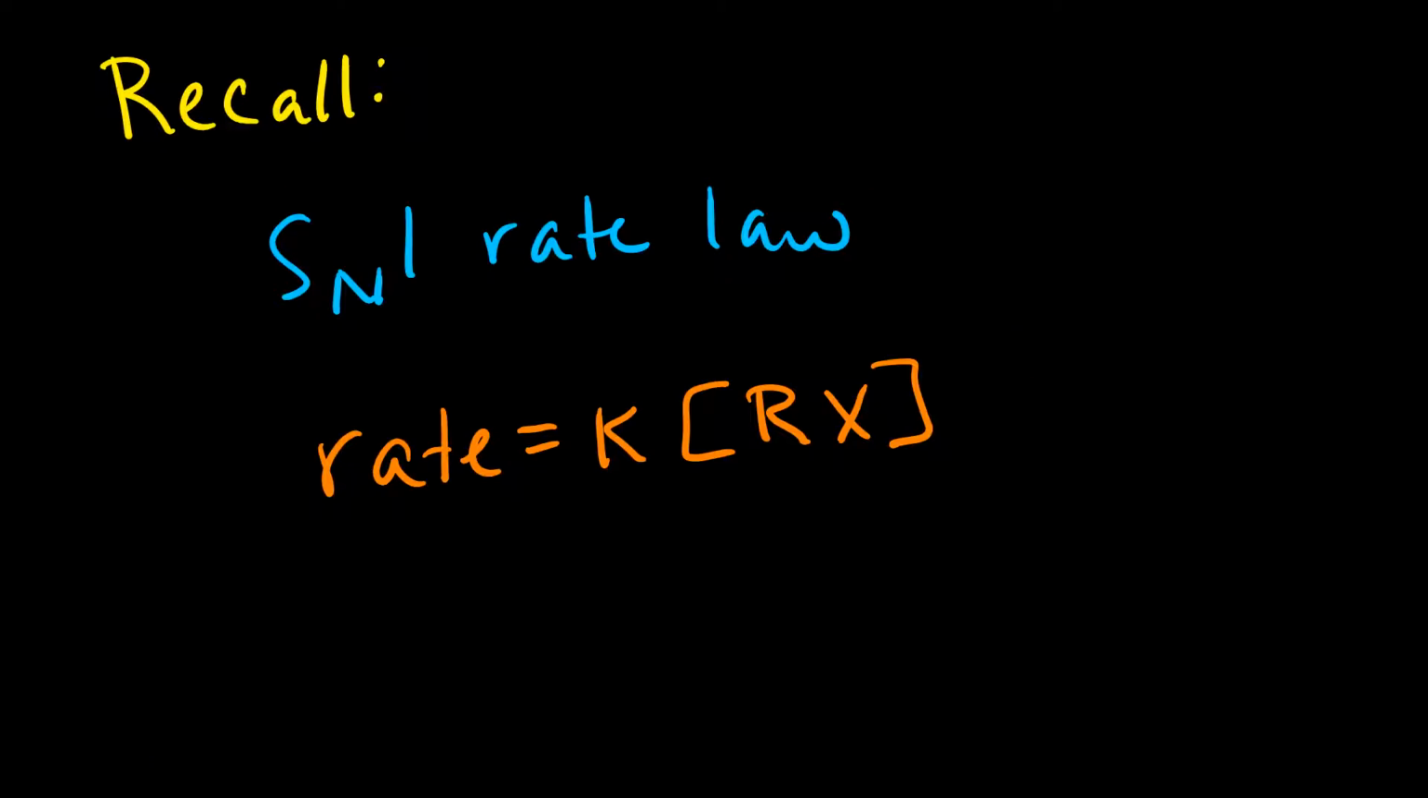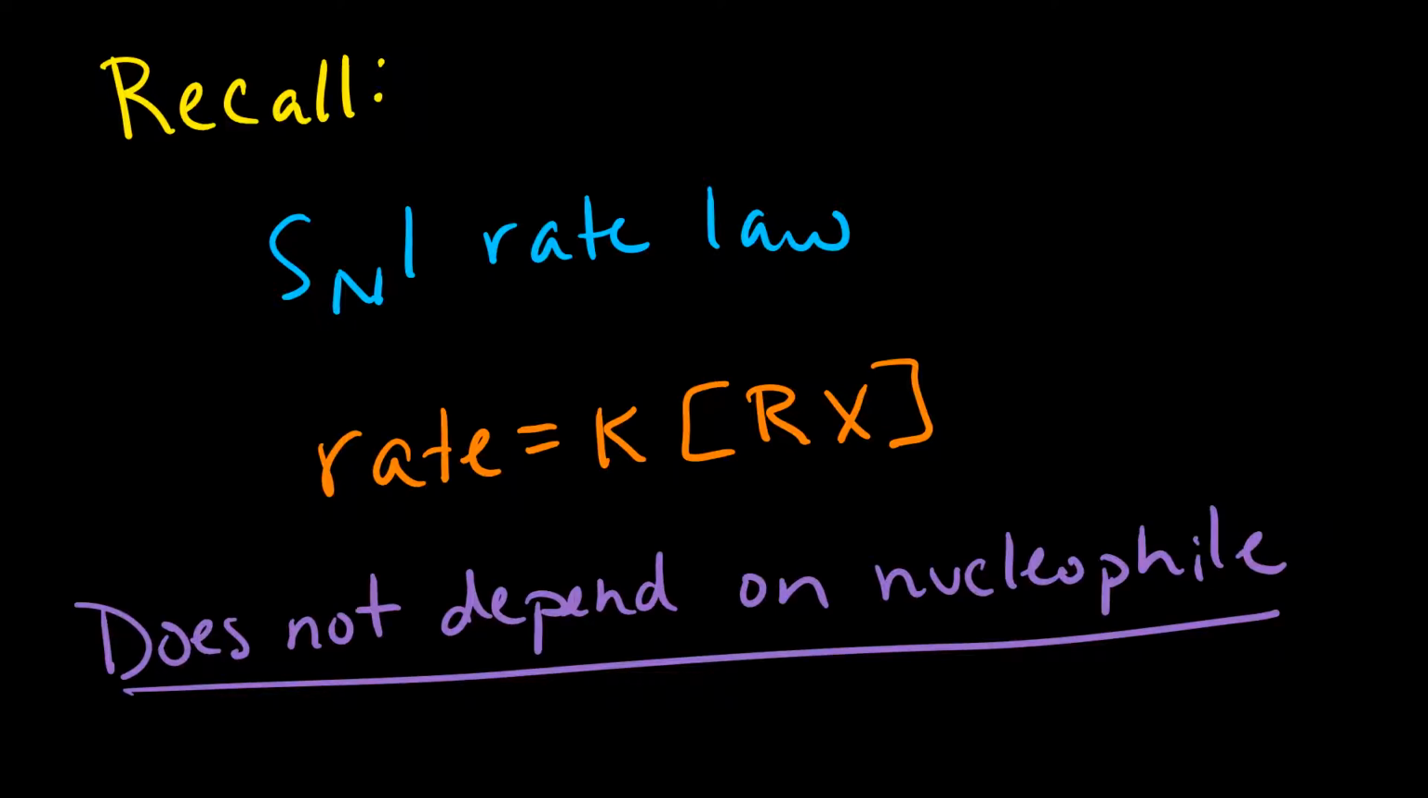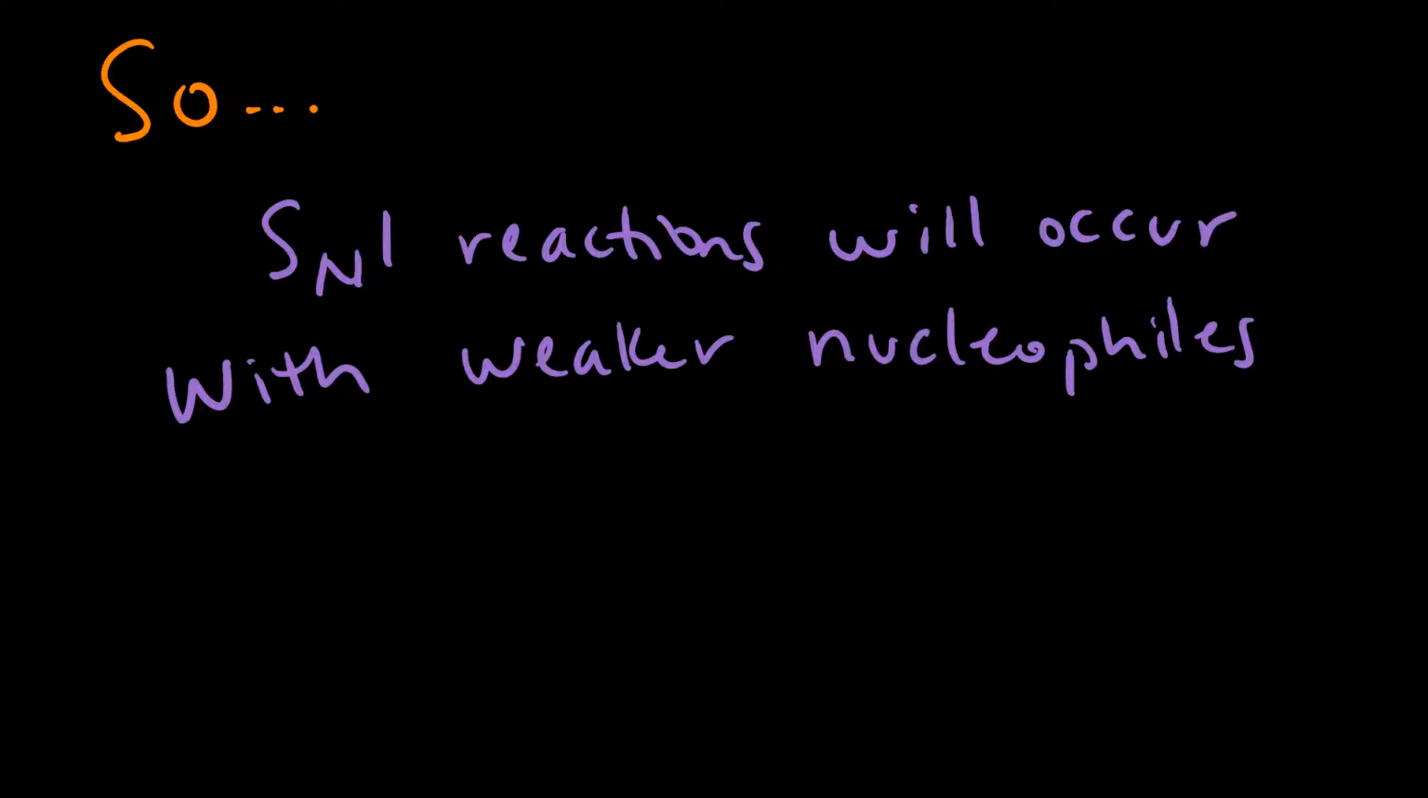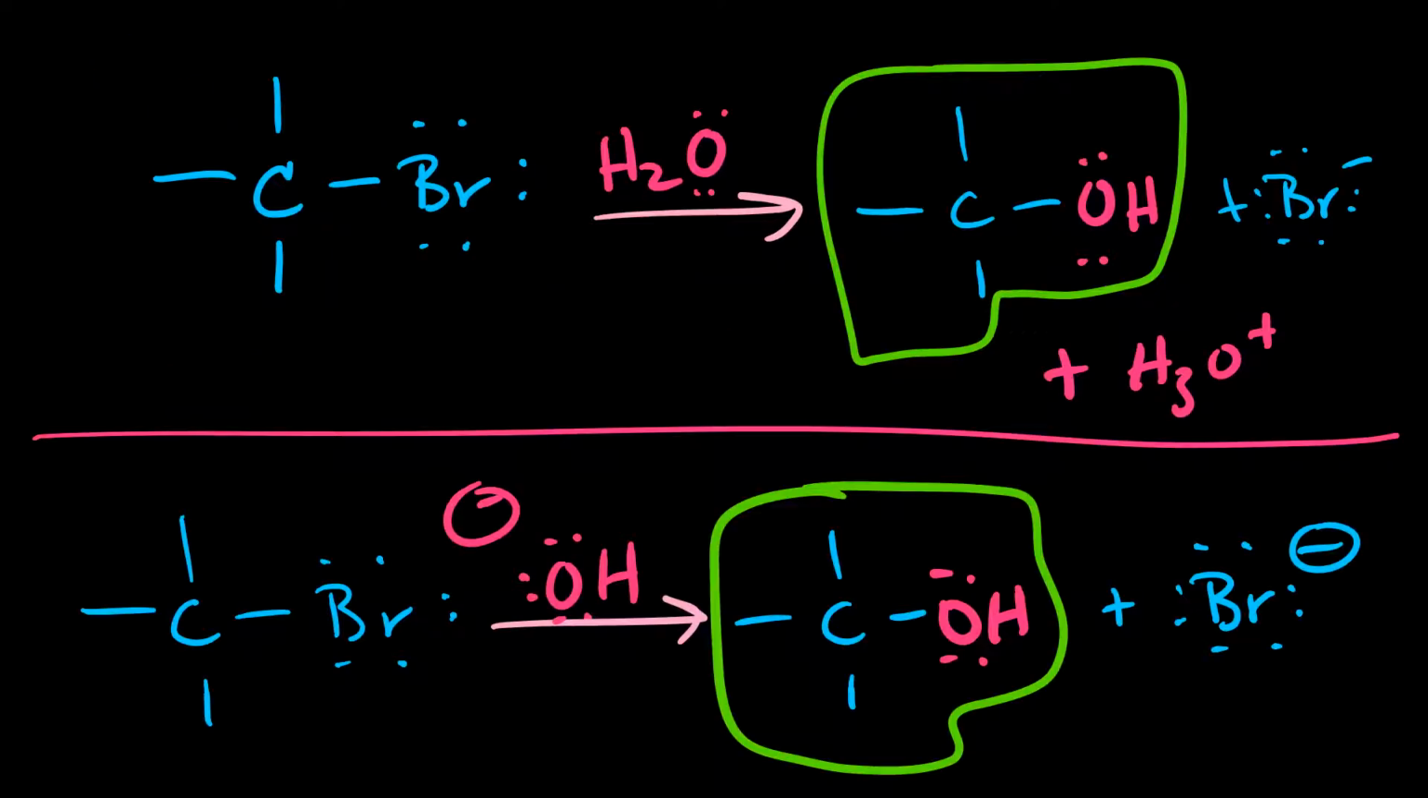As far as the SN1 reaction goes, remember this is what the rate law looks like. And so it actually does not depend on the nucleophile. So SN1 reactions will occur with weaker nucleophiles. They do not need strong nucleophiles to proceed. For example, if you were to run the following SN1 reaction under two different sets of conditions here, you would see that there would be no difference in rate. So both of these are starting with a tertiary substrate, and both of them are going to give the same product here that's highlighted in green, the organic product.